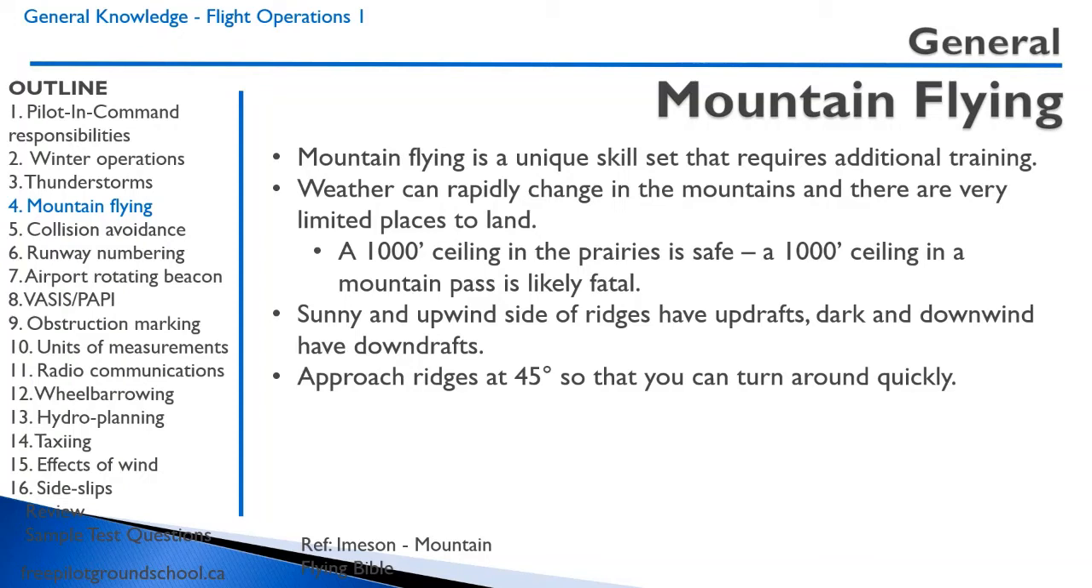It's a good idea, or I should mention, that the sunny and upwind sides of ridges have updrafts, and the dark and downwind sides have downdrafts. Generally speaking, you want to fly where there are updrafts. However, some people recommend you fly where there are downdrafts. In that case, if you need to turn around quickly, you are at least turning into rising air, as opposed to being on the sunny side and having to turn around and fly into downdrafts. If you need to cross a ridge, it's a good idea to approach that ridge at 45 degrees so that if you encounter a downdraft, you can turn around.